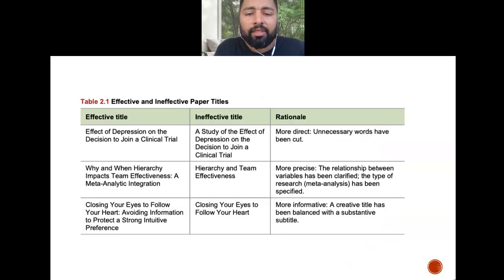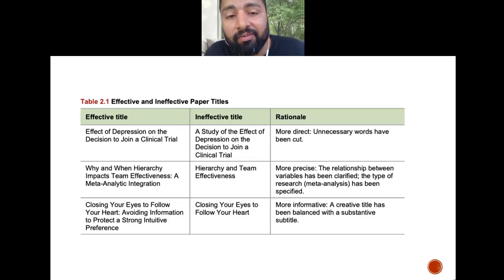I would like to explain with this table I have taken from the APA 7th edition manual, where they have differentiated ineffective and effective titles and the rationale for setting that title. The first one they discussed is "Effect of depression on the decision to join a clinical trial." That is an effective title, but the ineffective version may be "A study on the effect of depression."